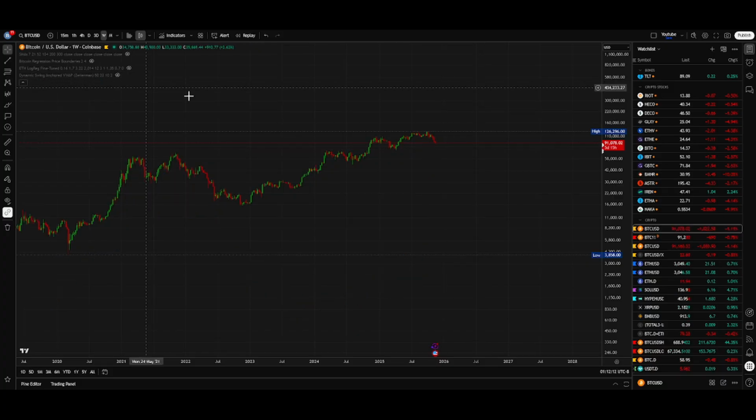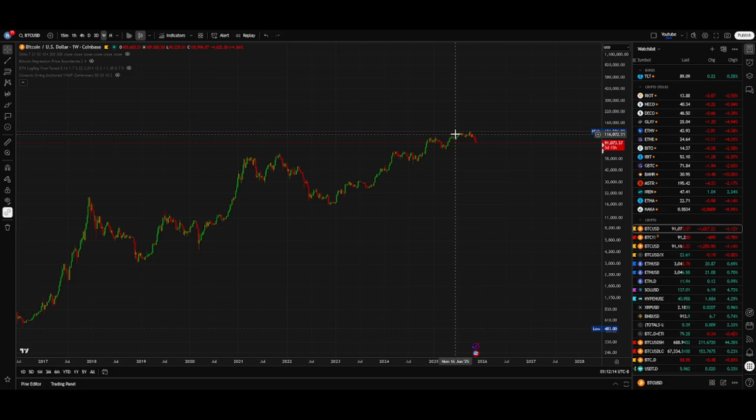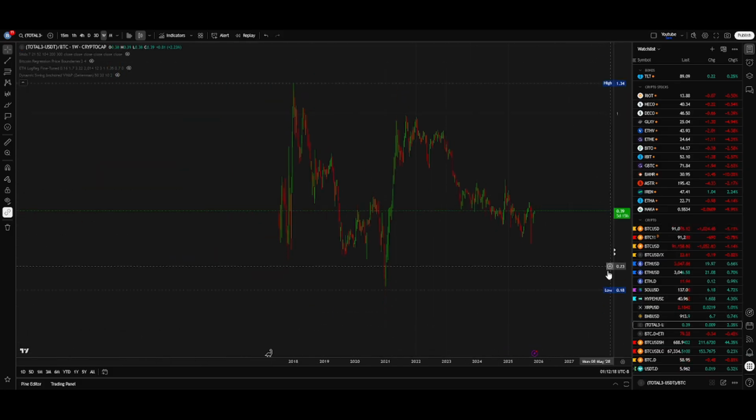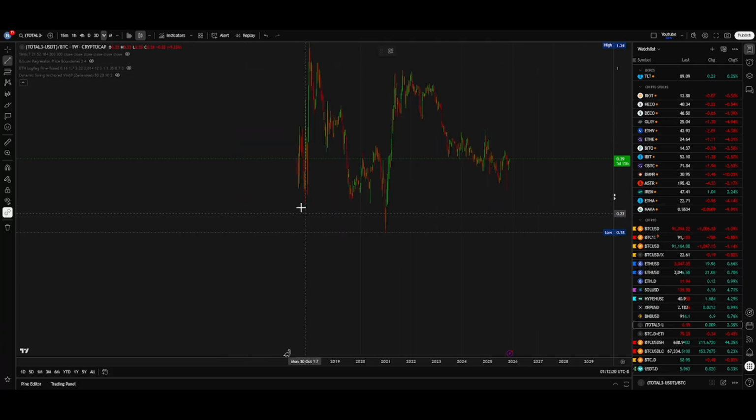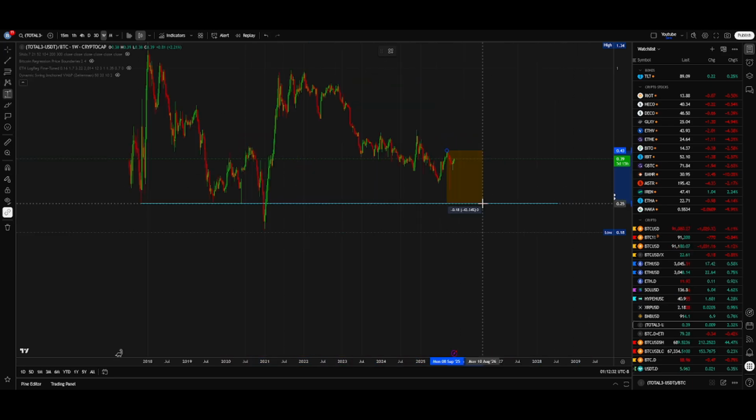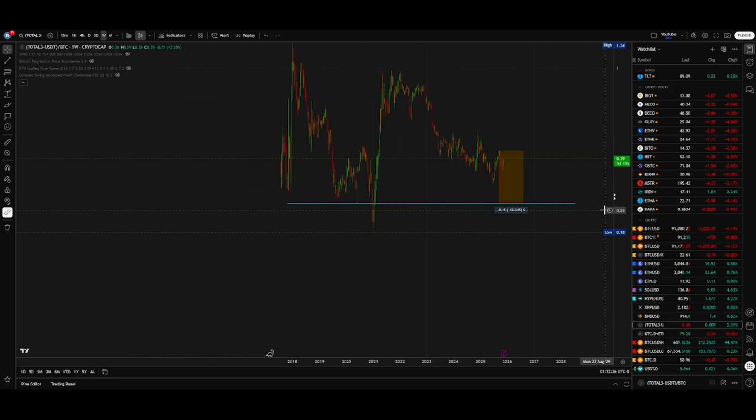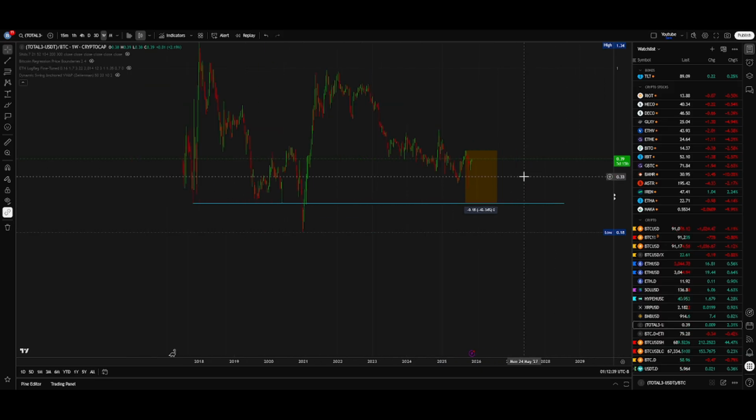So, I don't know, man. There are some really bad divergences. Total 3 for alts never went to the 0.25 range lows. It's still got 42% to drop here if you want to try and get an alt season. And if that marks the bottom, by all means, sure.